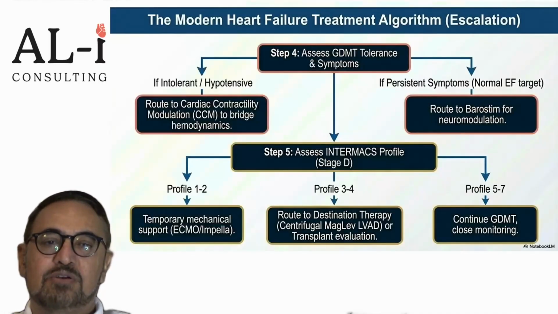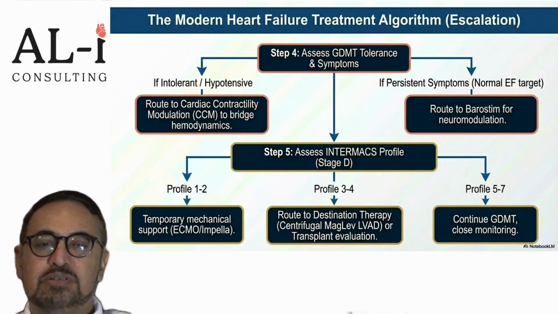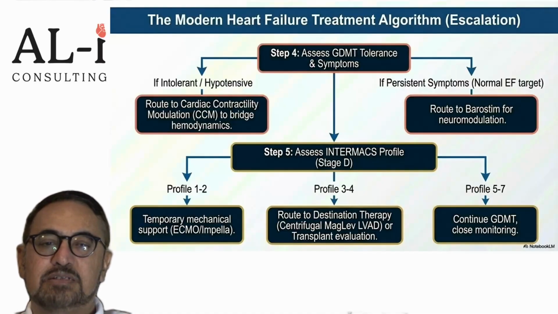The escalation algorithm takes us beyond initial assessment. Step 4 is to determine whether the patient can tolerate GDMT, and whether symptoms persist. If the patient is intolerant or hypotensive, the pathway points towards cardiac contractility modulation as a way to bridge hemodynamics. If the patient instead has persistent symptoms despite a normal ejection fraction, the slide routes towards Barostim for neuromodulation. In parallel, all of these patients should be assessed for INTERMACS profile if advanced heart failure is suspected.